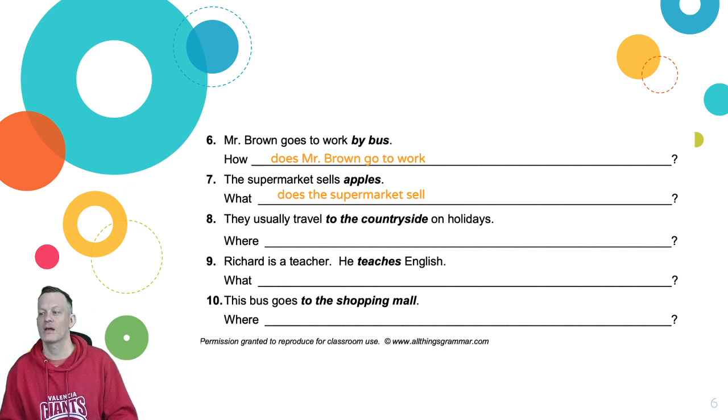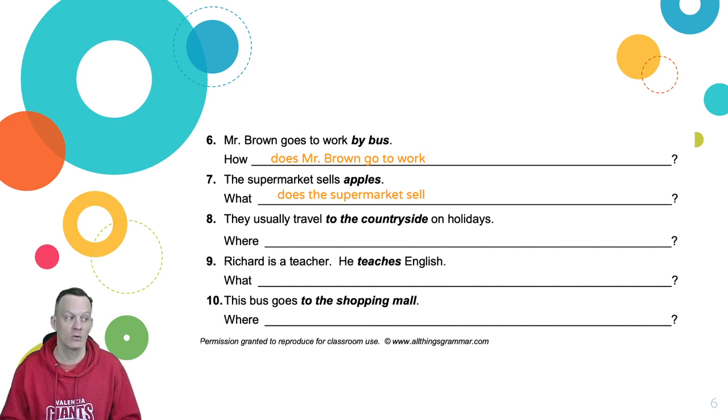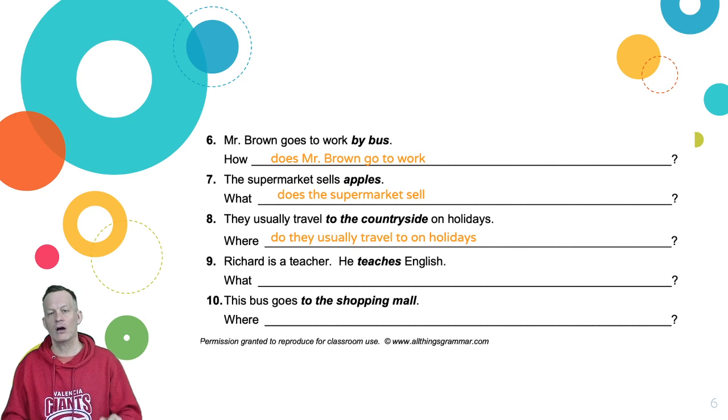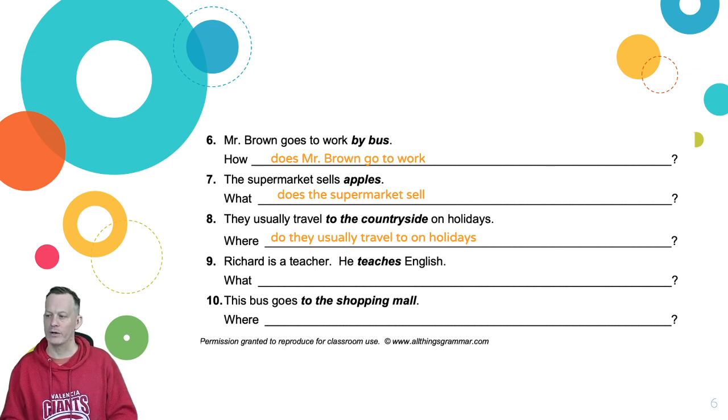Okay. They usually travel to the countryside on holidays. The question is, where? Where? The answer, to the countryside. Al campo, to the countryside. So, where do they usually travel to on holidays?